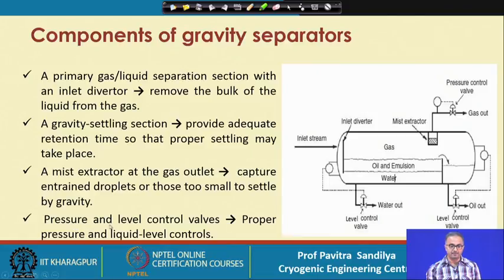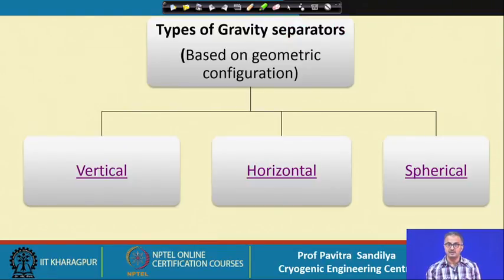And then we have pressure and level control valves to maintain the proper pressure and level inside the tank. This is a pressure and this is the level control valves for the various liquids. So all these things constitute a typical gravity separator. Under gravity separator also we have again more classifications.